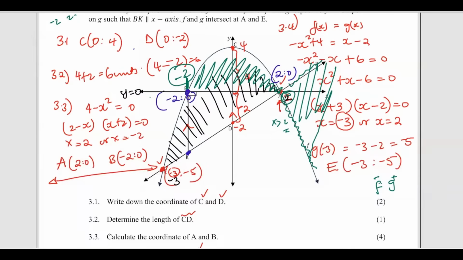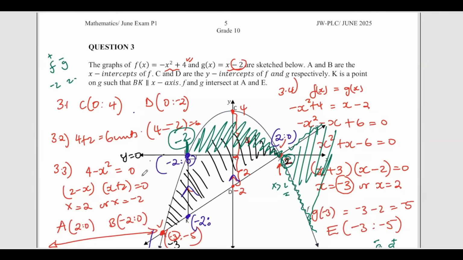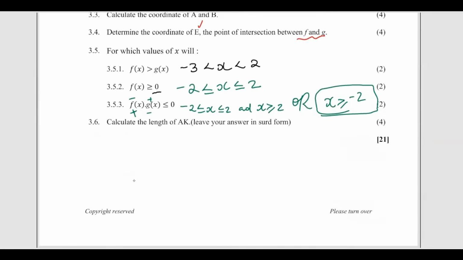What we know about K is that since these lines are parallel, meaning that if this is negative 2, even the x here must be negative 2. We only need to get the y value of K, and K is passing through the straight line, which is x minus 2. So I'll say g of negative 2, which is going to be negative 2 minus 2, which gives us negative 4. So K is negative 2 and negative 4, and our A is 2 and 0.